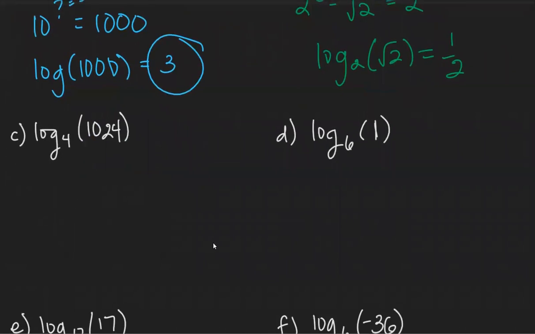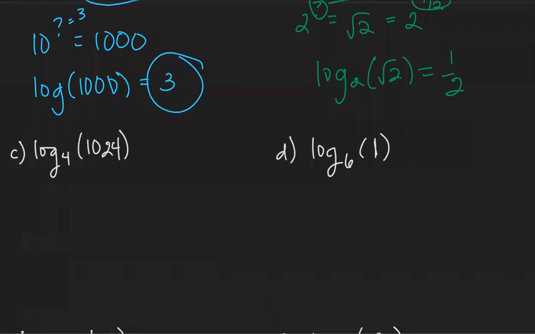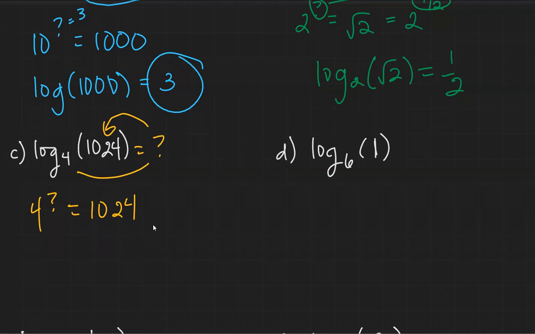All right. Log base 4 of 1024. Okay, equals mystery. 4 to what power is equal to 1024? You might need your calculator for this in case you don't know that off the top of your head. We're going to need to pray that it's going to be a nice even number and not some fraction that we don't know.